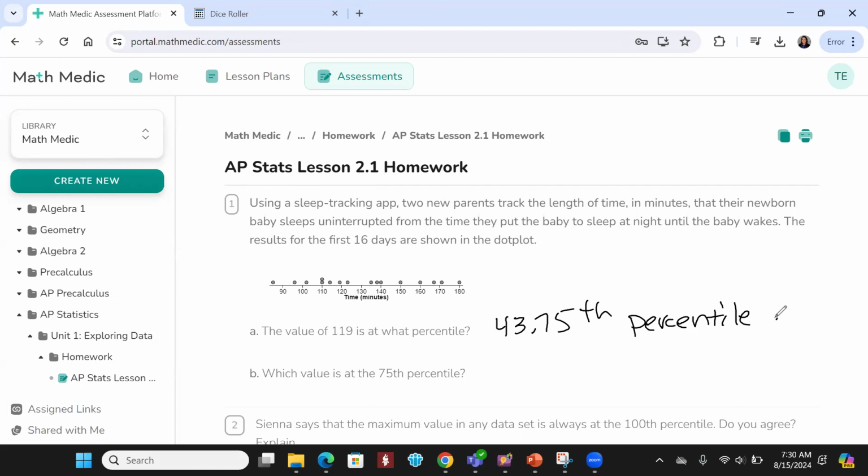Good. Okay. Which value is at the 75th percentile? What'd you get? 150. Okay. Is everybody okay on those two? Need to discuss anything? Okay. All right. On number 2.